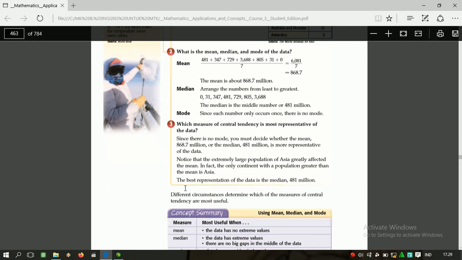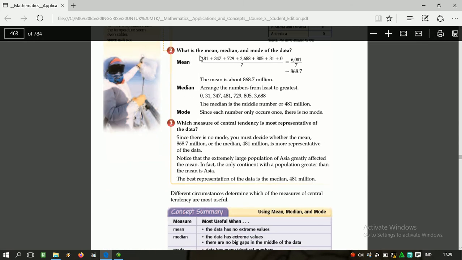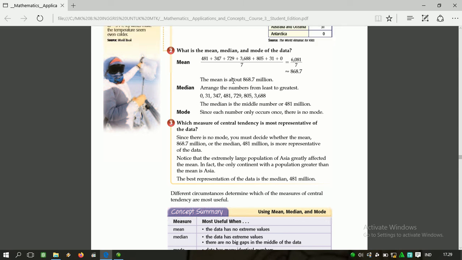Number 2. What are the mean, median, and mode of the data? The mean is about millions. Ordering the numbers from least to greatest, the median is the middle number, or 481 million. Mode: since each number only occurs once, there is no mode.